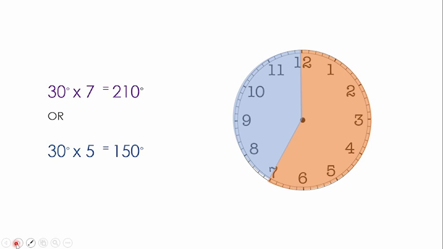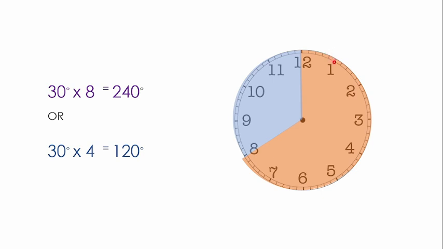Now just look at this thing. Here, I have two ways to express it. I can write the bigger portion, that's 30 times 7 equals 210 degrees, or you can give me a smaller angle from here. Just count how many parts. 1, 2, 3, 4, 5 parts. So you can do 30 times 5 equals 150, okay?